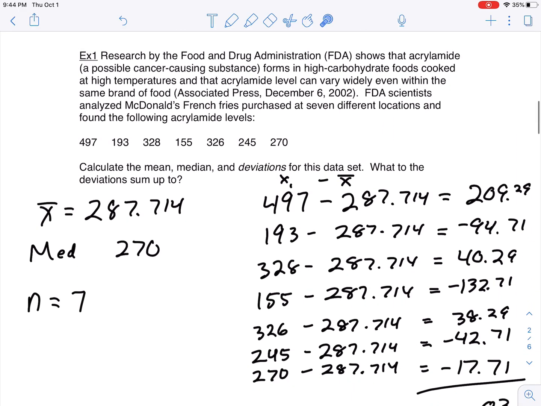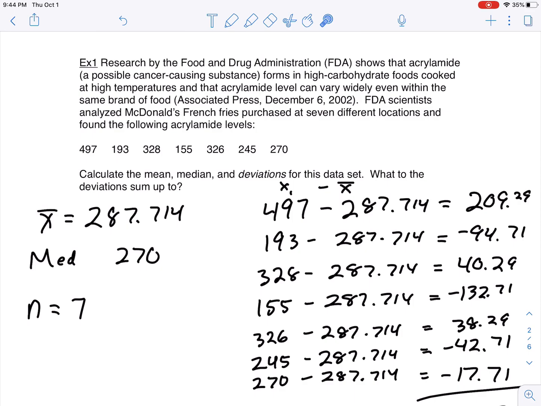We're going to take a look at this example, some fast food stuff, talking about calories from French fries. I've taken this data right here and found the mean, which is 287.714. The median, which we're not really going to use, but I always like to see, is 270. And our number of data points is 7. Now to find the deviation, we take each data value and subtract it from the mean. That gives us the distance from the mean that each data value is. We did that all the way down here, on and on and on.